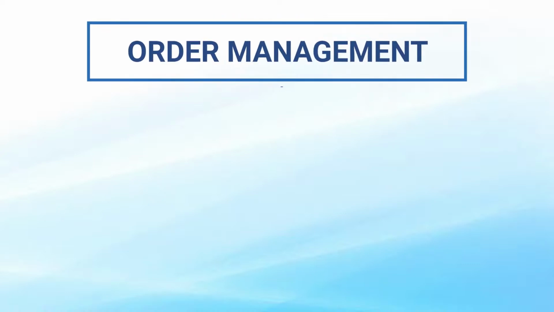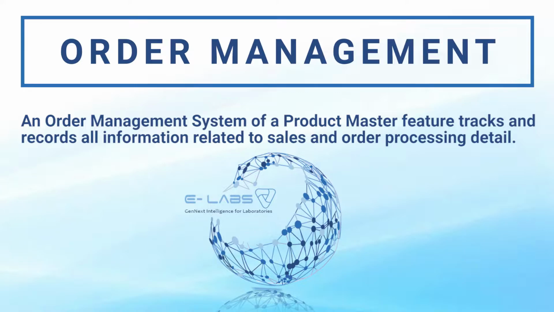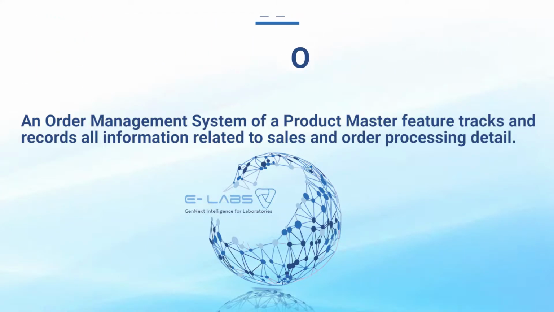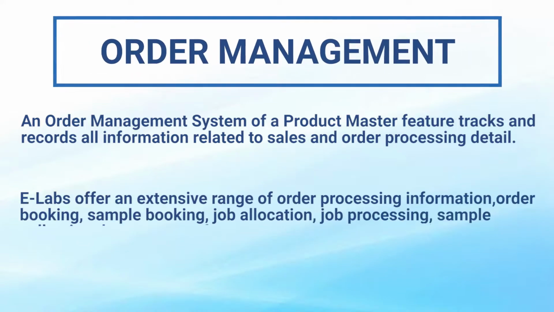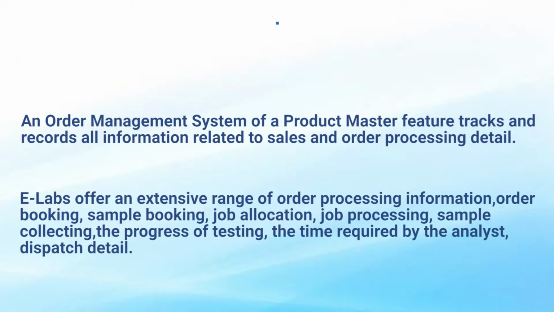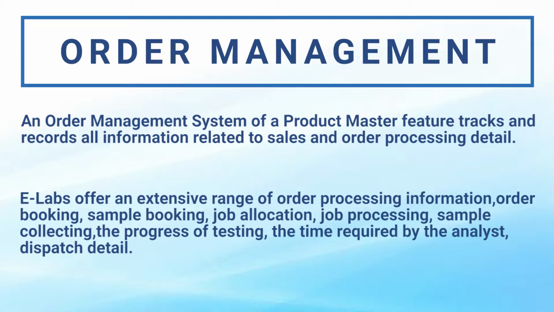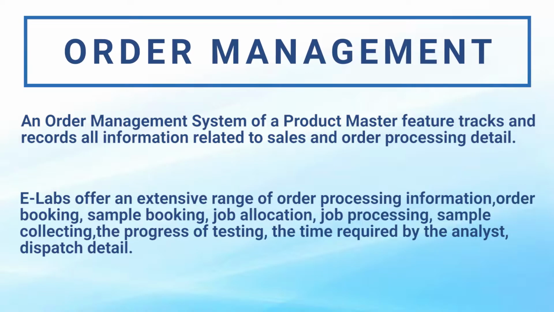Order management. An order management system of a product master feature tracks and records all information related to sales and order processing detail. eLabs offer an extensive range of order processing information, including order booking, sample booking, job allocation, job processing, sample collecting, the progress of testing, the time required by the analyst, as well as dispatch detail to the customers, for establishing a transparent and effective company-client relationship.